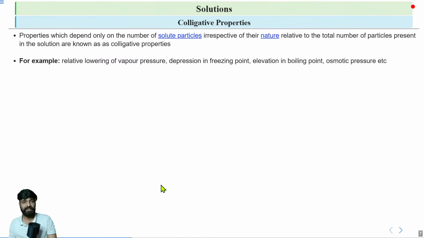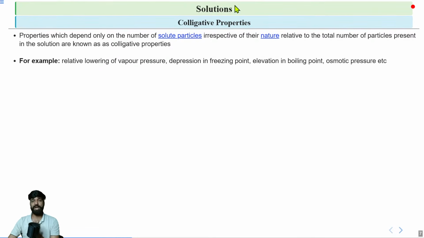Now, to define it further, we have some examples. First one is relative lowering of vapor pressure. Can you tell me the formula for relative lowering of vapor pressure? How do I represent it mathematically? We have talked about this. Remember? P naught minus Ps by Ps, where P naught is the pressure of the pure solvent and Ps is the pressure of your solution phase. Got it? Then we have depression in freezing point, elevation in boiling point, and osmotic pressure. So these are the four colligative properties that we are going to cover today.